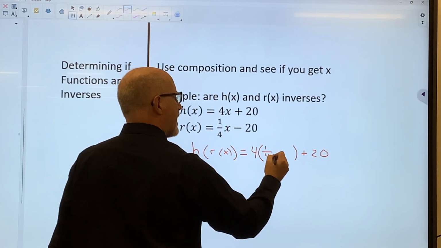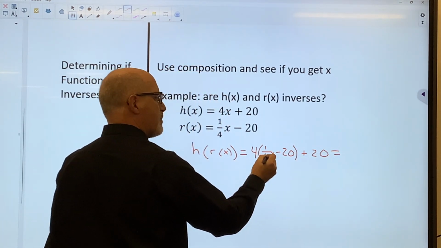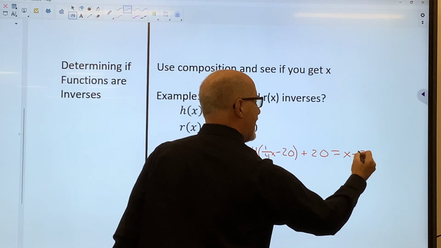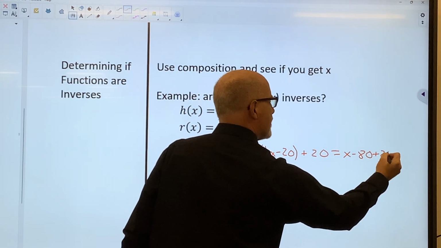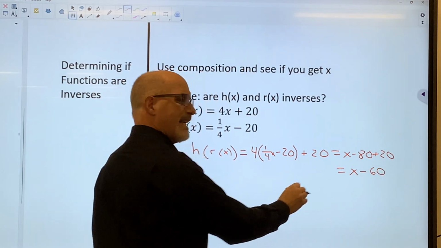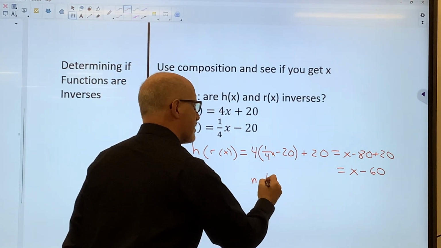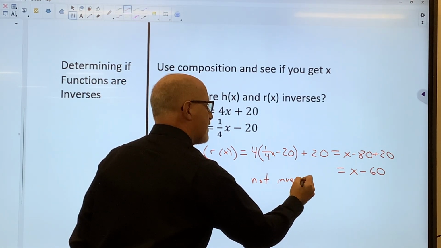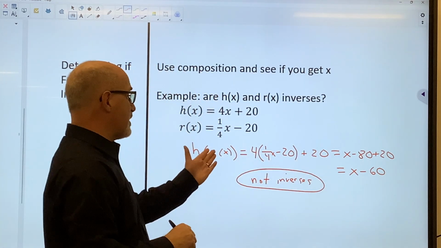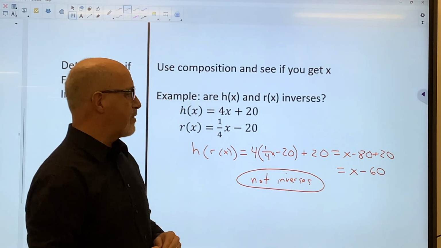We get 1/4 x minus 20. Now we multiply through. 4 times 1/4 x is just x. 4 times -20 is -80, plus 20. Notice that gives us x minus 60. We do not get just x out, so these are not inverses. If you got out just an x, and then you did the other one, r of h of x, then you would have verified that they are inverses.